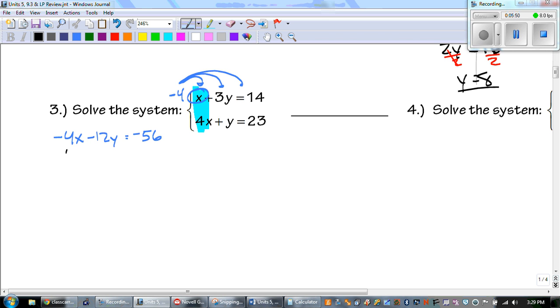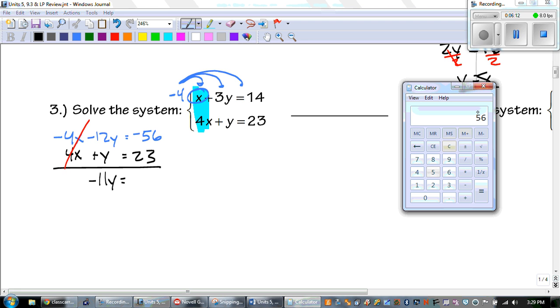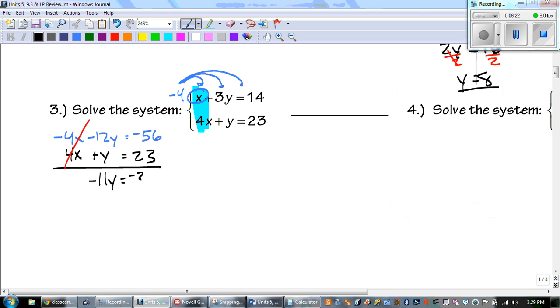And now my bottom stays the same. So we got 4x plus y equals 23. Okay, and then just like we wanted to, the x's cancel out. Negative 12 plus 1y gives us negative 11y. And now I have negative 56 plus 23. So they're different signs, so we subtract. 56 minus 23 is 33. And it's going to be a negative 33 because I have more negatives.